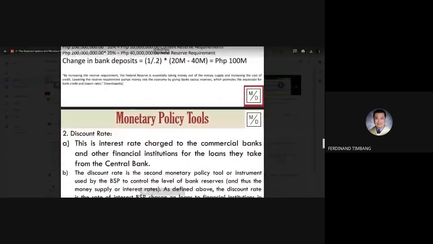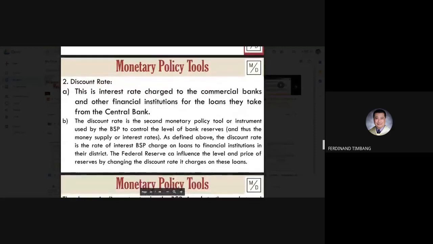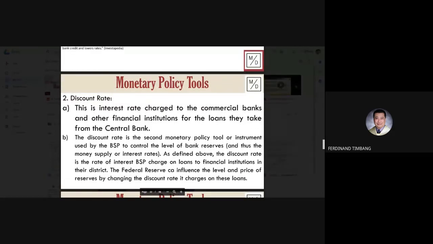Pareho lang. Okay. So discount rate, ito binanggit na rin kanina, pero pag-usapan natin. So discount rate is different from the discount rate when we use the present value. Okay? So this discount rate is the interest rate charged by commercial banks to other financial institutions. Pero actually, discount rate is charged by the central bank to banks, bale, no? Pero ito may bank to bank din.